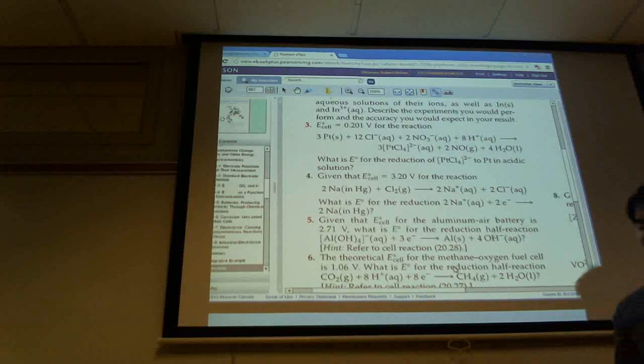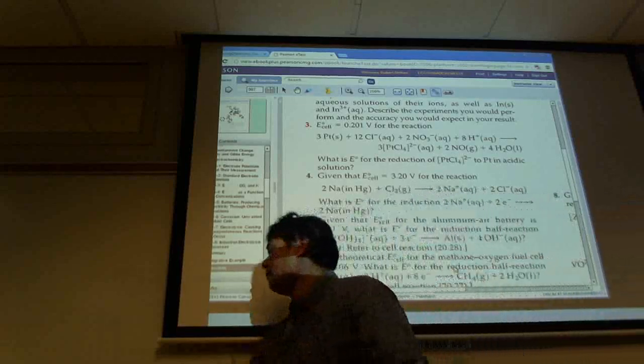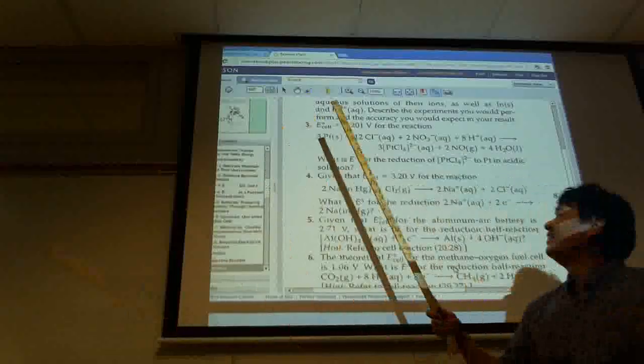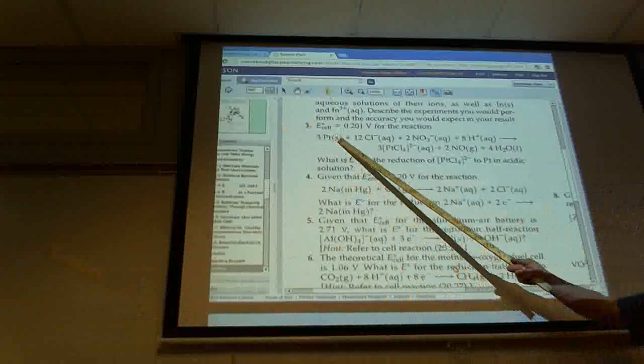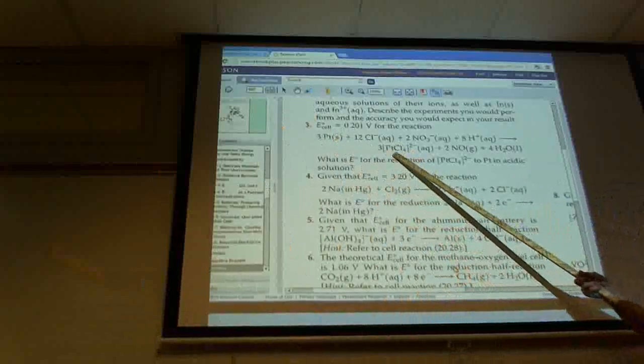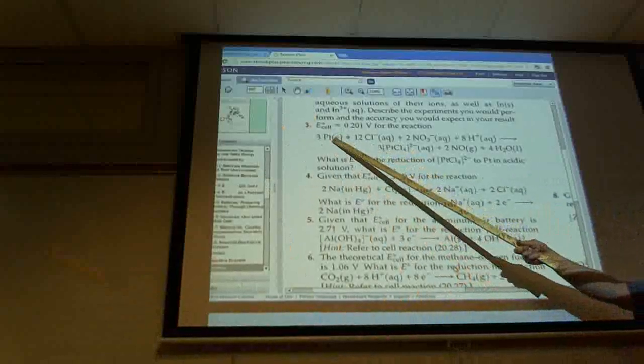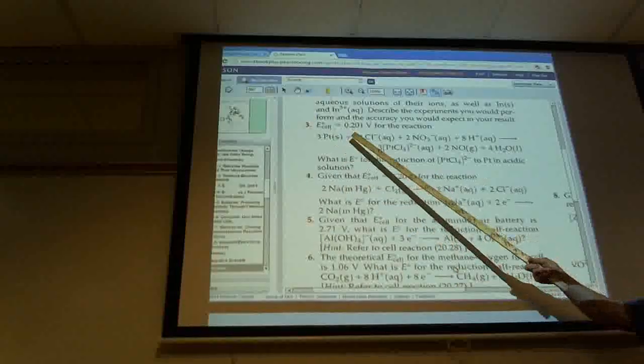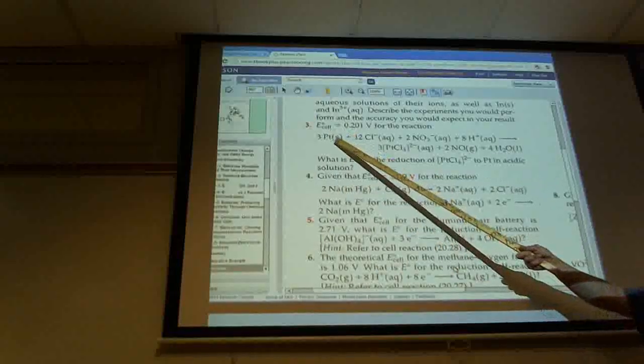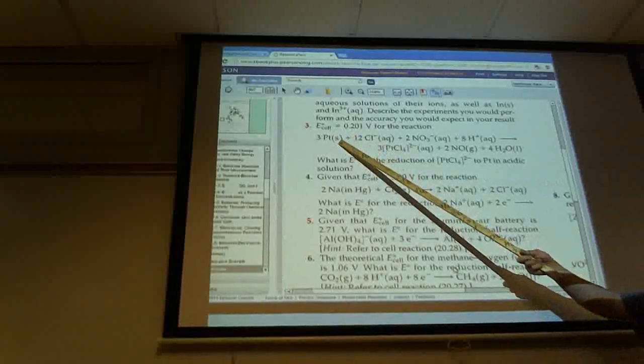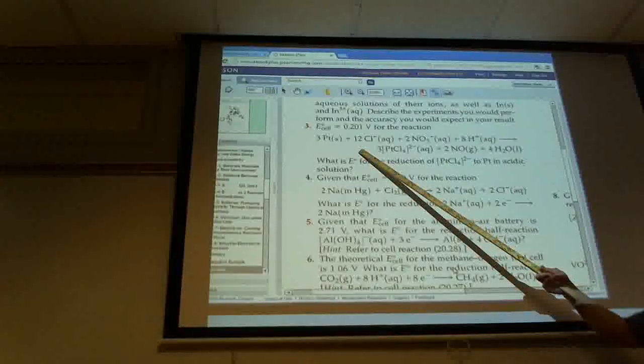All right, let's take a look here at, for example, platinum. Platinum is going from 0 to plus 2. We have 3 of them. Each platinum is losing 2, and 3 of them, we're losing 6 electrons altogether. 6 moles of electrons. Does everybody see that?